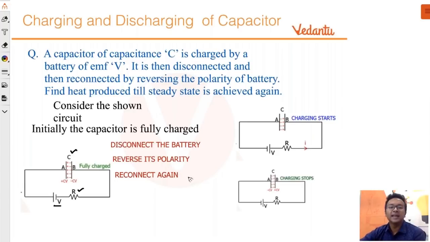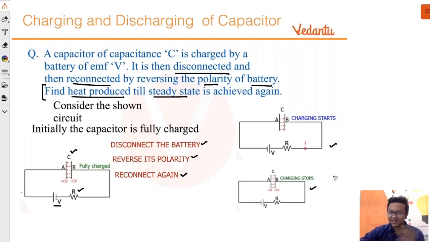Okay, students. Now, what they do is they disconnect the battery and reconnect it by reversing the polarity of the battery. After steady state is reached once again, they want us to find the heat produced in this case. So this is now fully charged. Disconnect the battery, step number 1. Reverse its polarity, step number 2, guys. And third is reconnect it again. So first charging starts again, and then it's fully charged. So these are the 3 things that we have out here.